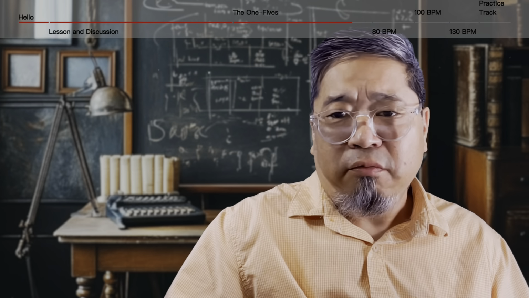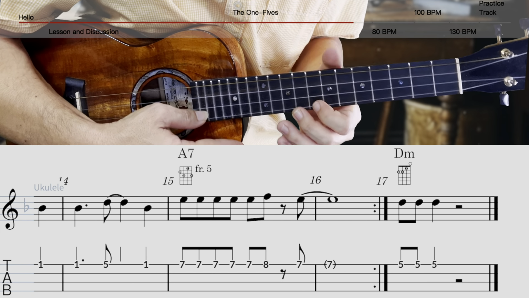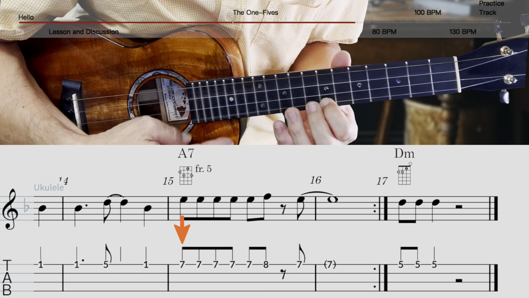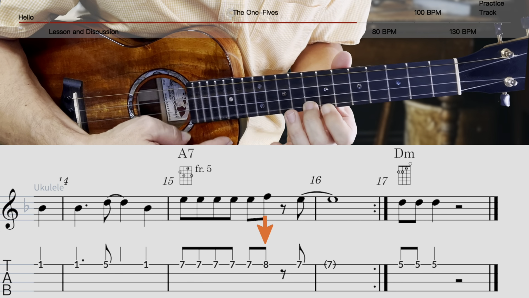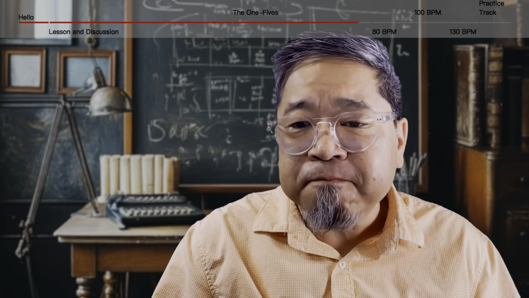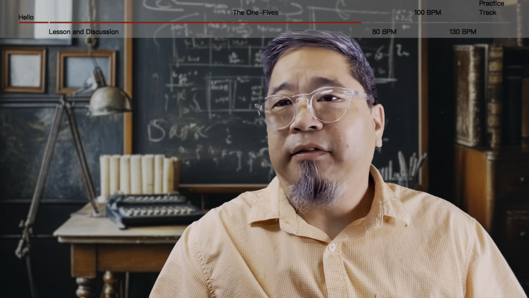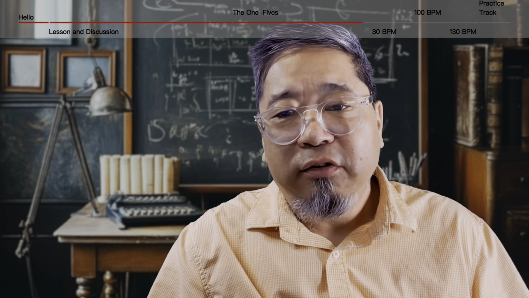You try it with me. Ready? 1, 2, ready and go, and 7, 7, 7, 7, 7, 8, 7. 3. Then we go like that. And that takes us to the end of the song.